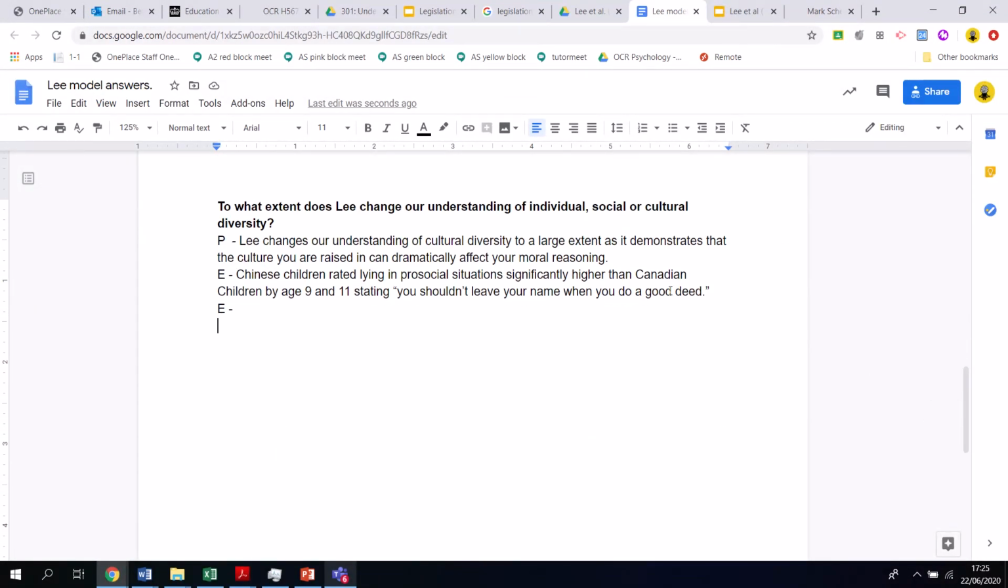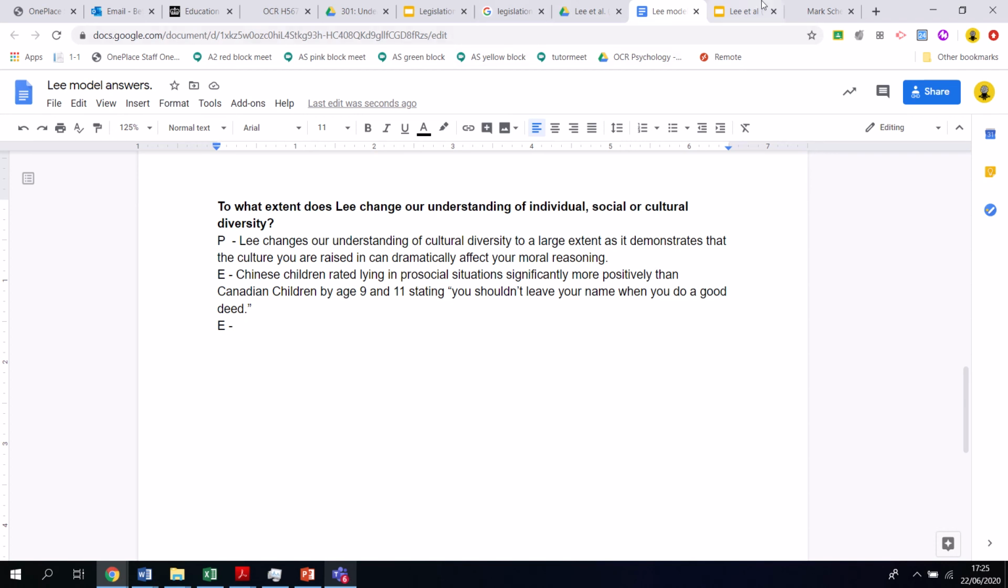So I'm just saying here that Chinese children, here's a cultural difference, Chinese children rated lying in pro-social situations significantly higher, or more positively, than Canadian children by age 9 and 11, stating you shouldn't leave your name when you do a good deed. So in other words, it's okay to lie and say, no, it wasn't me, I don't know who did that, when you've done something nice, because you shouldn't beg for attention.